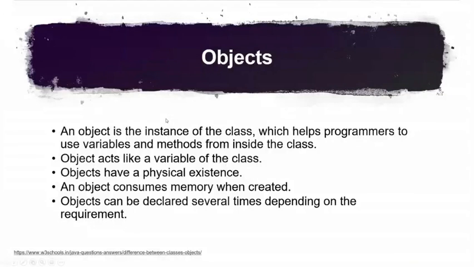Again, an object is an instance of the class, which helps programmers to use variables and methods inside the class. An object is an instance of a class. It is not a class, it is the instance, it's the creation. It takes up physical memory, it's a physical existence. It acts like a variable of the class. An object consumes memory. As mentioned, an object can be declared several times depending on the requirements.